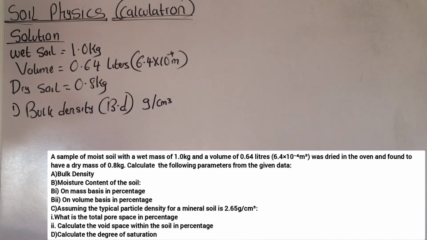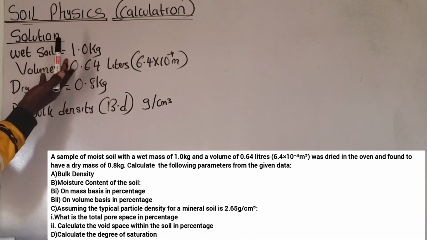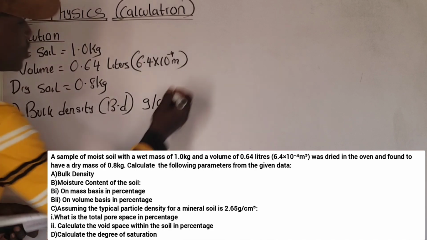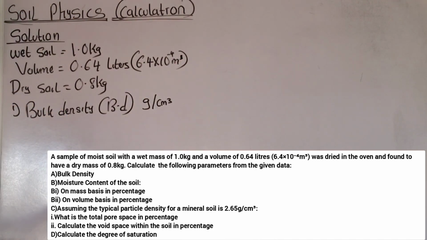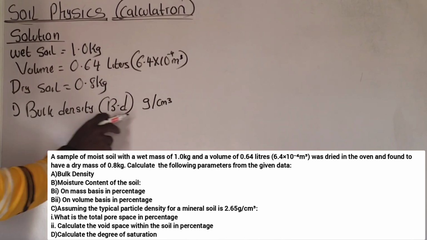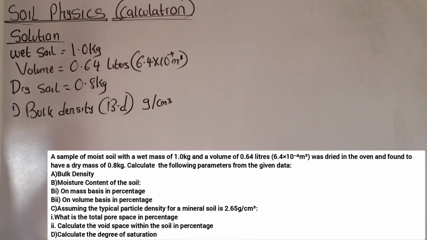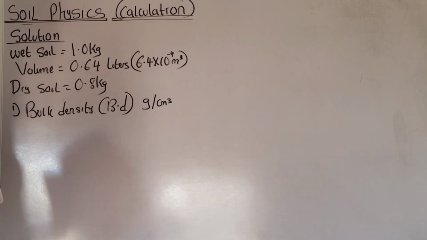Now, since we are asked to calculate the bulk density in gram per centimeter cube, if you pay attention to the units given in the question, the parameters are in kilogram. For example, the weight of the soil is in kilogram, and the volume is in meter cube also. Now, we have to first change the weight to gram and the volume to centimeter cube. That is the first step.